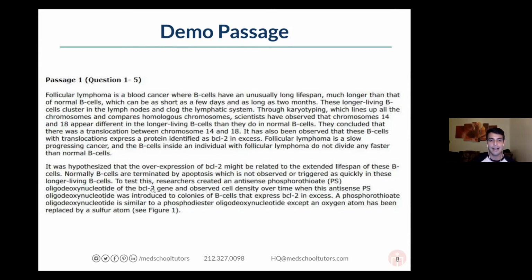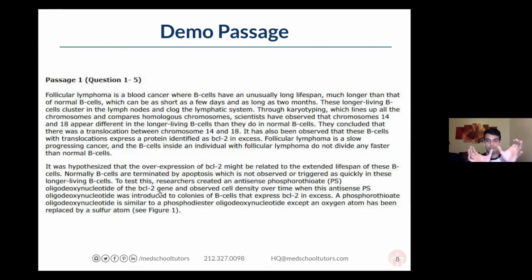It doesn't matter. So to test this, researchers created an antisense PS ODN, or a nucleotide, of the BCL2 gene and observed cell density over time when this antisense PS ODN was introduced to colonies of B cells that express BCL2 in excess. Even as I'm reading that, I can tell that was a mouthful, right? But let's break this down. Basically, researchers created some antisense strand of this gene, and they looked at cell density over time when they added this antisense strand into colonies of B cells that express BCL2 in excess.